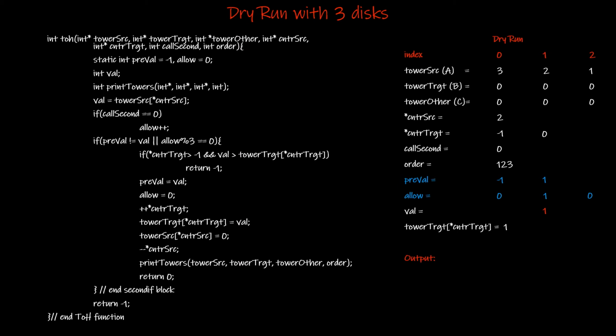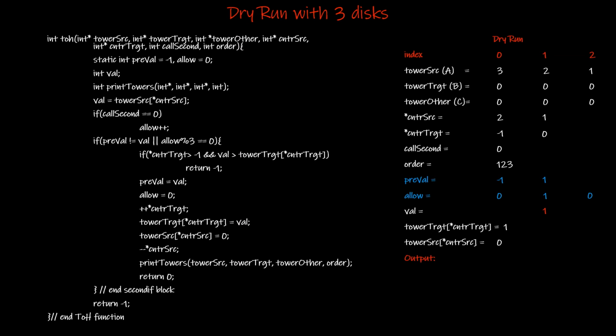Okay, so tower target index position counter target is set to 1, and the source tower value is going to be set to 0 at the counter source position, and that is going to be 0 now. Okay, and counter source is incremented by 1, and therefore counter source will change to 1. Then the call to print our function.